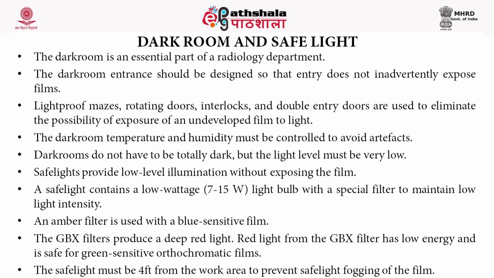Darkrooms do not have to be totally dark, but the light level must be very low. Safe lights provide low level illumination without exposing the film. A safe light contains a low wattage, typically 7 to 15 watt light bulb with a special filter to maintain low light intensity. An umber filter is used with a blue sensitive film and a GBX filter produces a deep red light. Red light from the GBX filter has low energy and is safe for green sensitive orthochromatic films. The safe light must be 4 feet from the work area to prevent safe light fogging of the film.